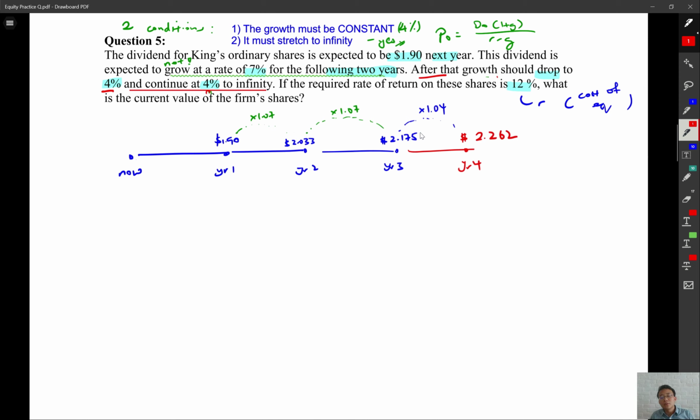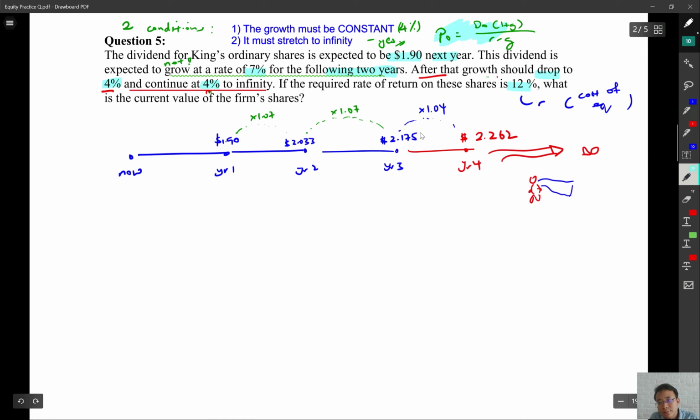So here, your dividend is 2.262. And from here forth, it grows and grows and grows to infinity. And this is where the superhero will appear, assuming this is your superhero with a cape. Now people, your superhero formula is this.